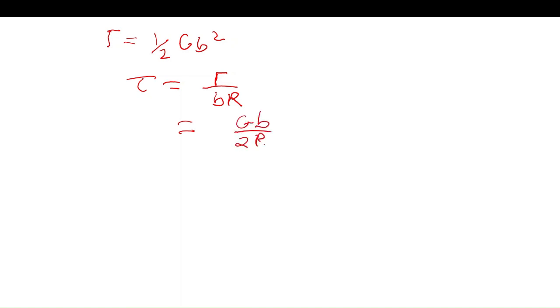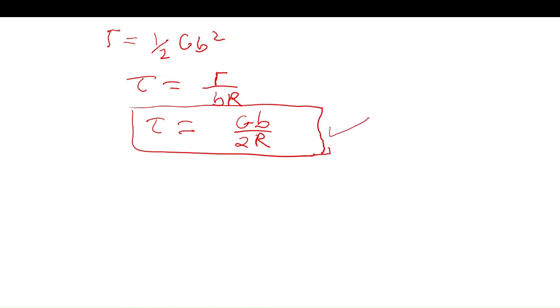This capital gamma has a value equal to the energy of the dislocation per unit length, that is half G b square. Now substituting this in our earlier equation, tau equal to capital gamma upon b into r, we get tau equal to G b upon 2r, and this is the stress which is required to bend this dislocation.